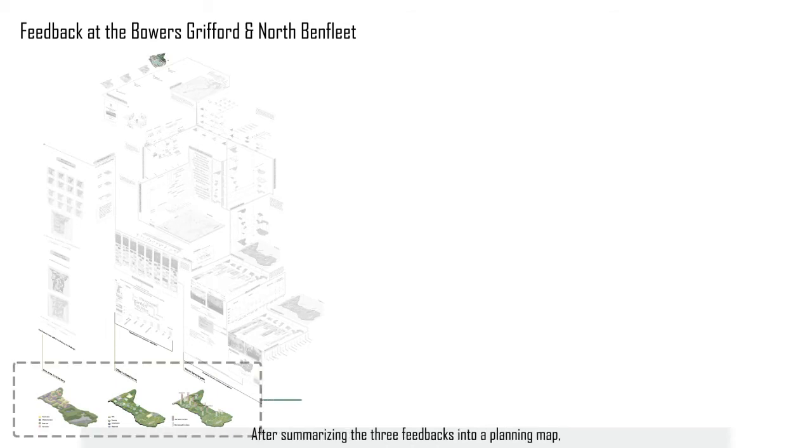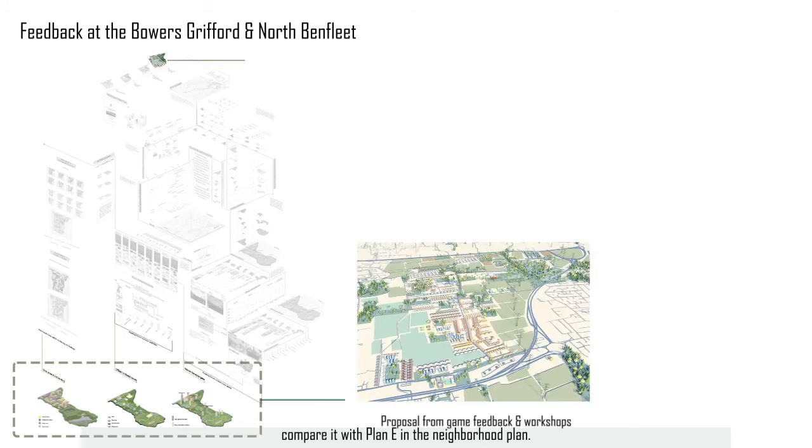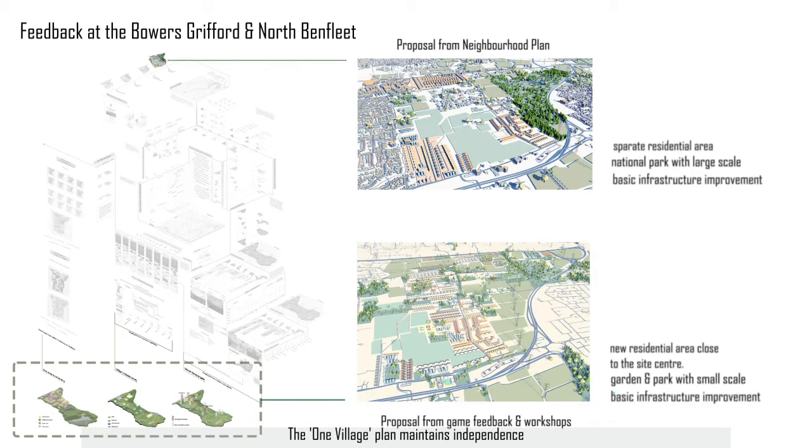After summarizing the three feedbacks into a planning map, compare it with Plan E in the neighborhood plan. The one village plan maintains independence but also isolates it from the neighborhood. The new plan expands on the regional village scale and increases connectivity. Obviously, this is just a planning simulation based on testing, and the planning considerations for people should be based on their real needs. The project's goal is to provide local residents with the platform, so they may decide whether to change or maintain the site's building and facilities, keep the sense of place in the area.